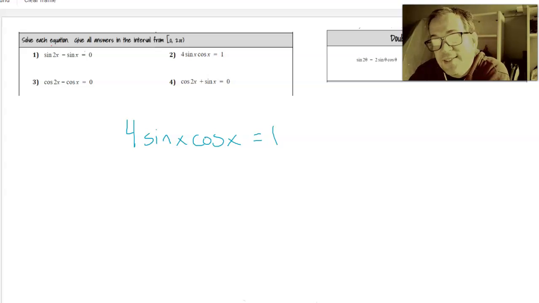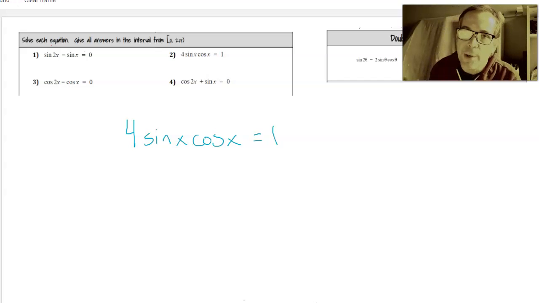This one, we're going to use that same identity, but we're going to go the other way. There's no way. By the way, this is the thing I really want you guys to leave the class knowing. When you're in calc next year and you see them multiplying sine and cosine together like this, they're probably using this double angle identity. It'll make the problem easier if you recognize it.